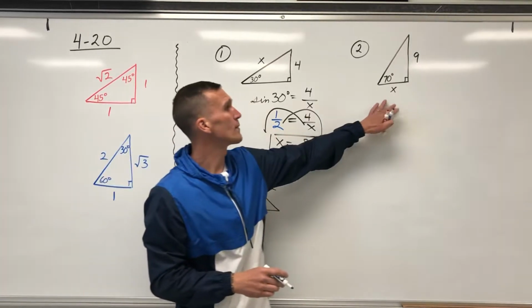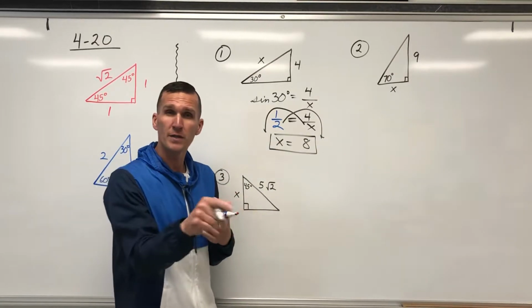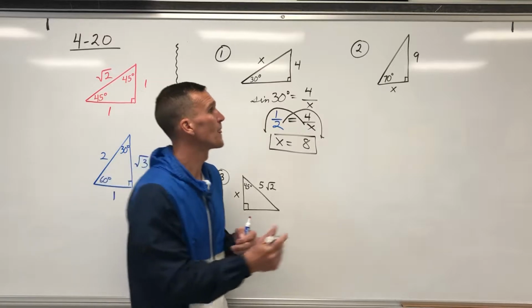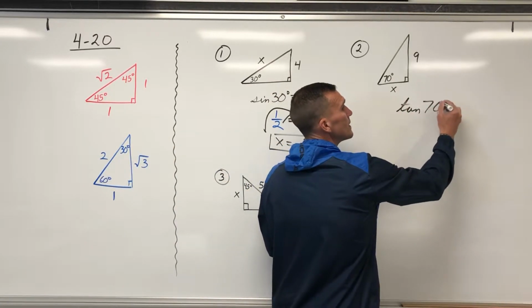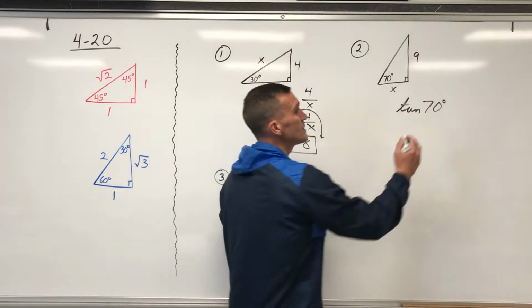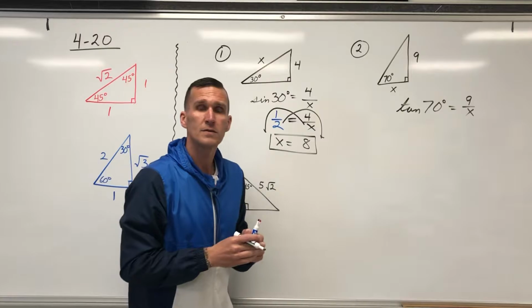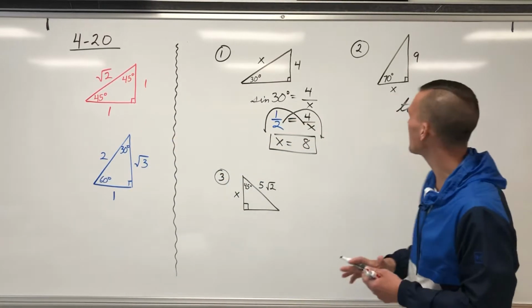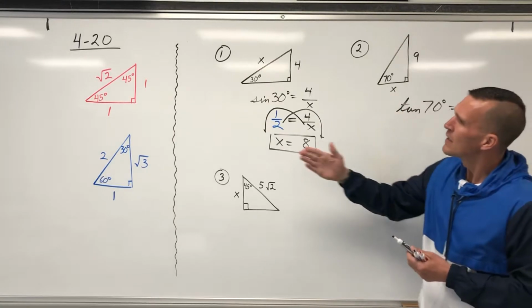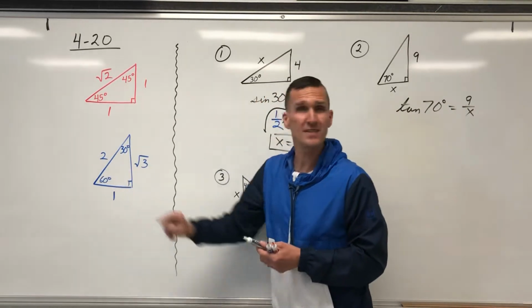All right, the next one, you look at it and you would set up a trig function. So you can pause and see if you set it up correctly. You should have set up tangent of 70 degrees is equal to 9 over x. Now, you look at your special triangles and you'd realize you don't know anything about 70 degrees at all. You only know things about the 30, 45, or 60 degree angles.